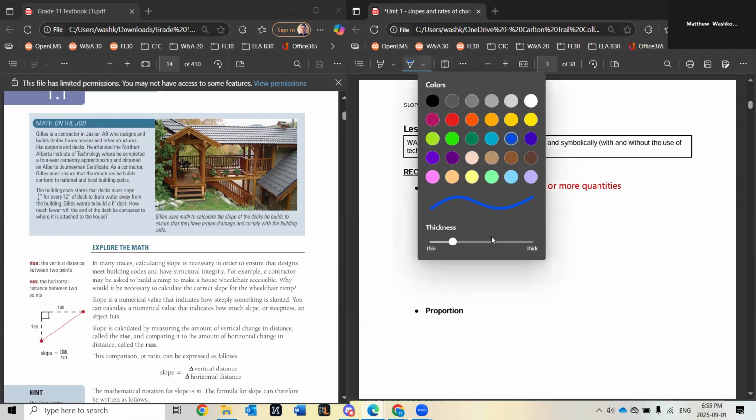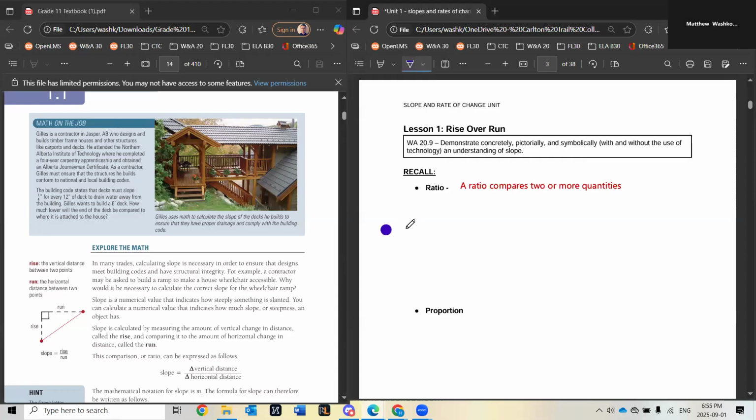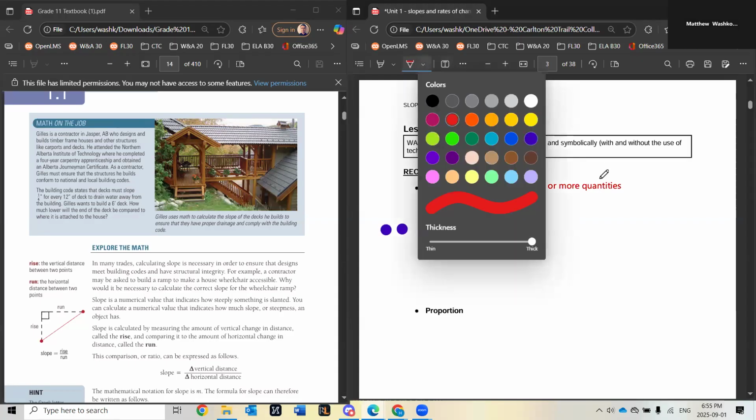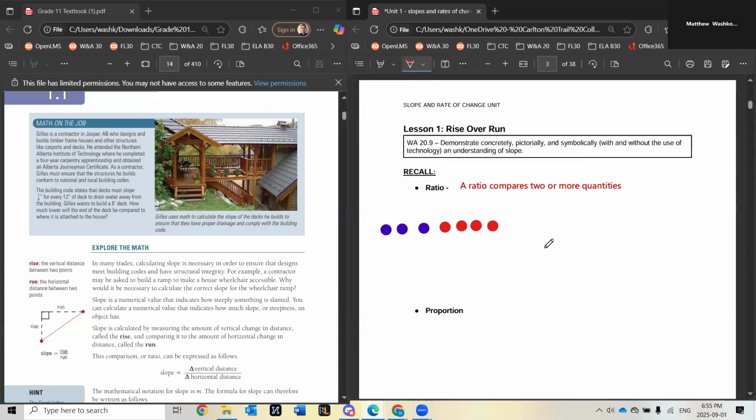What does that mean? Well, let's think, for example, if I give you 3 blue dots and 4 red dots. Well, this might be comparing the ratio of blue to red. Or we might do the ratio of red to blue. We might do the ratio of blue to total dots, or maybe the ratio of red to total dots.